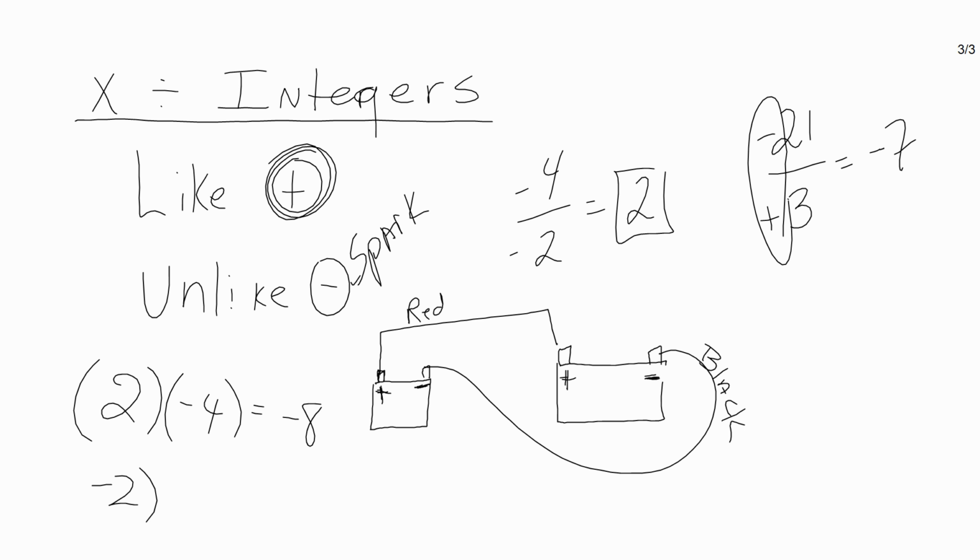Negative 2 times negative 3 is what? Positive 6. You got like signs. Like means positive.